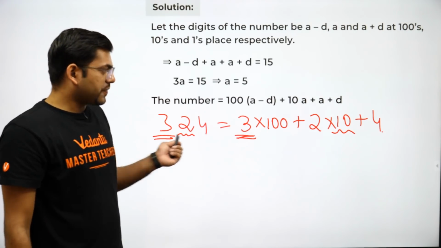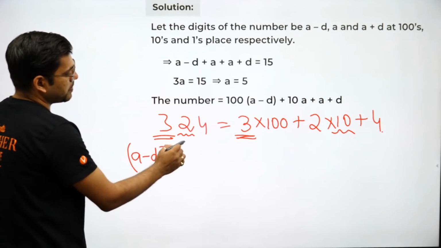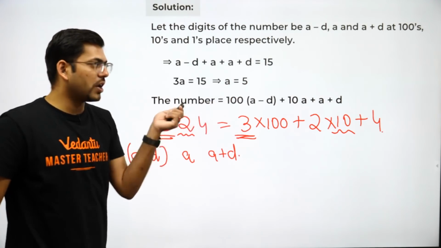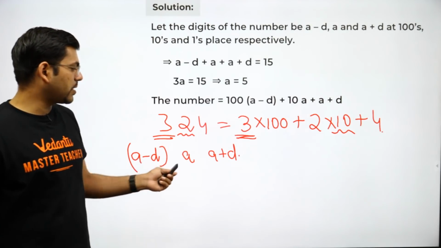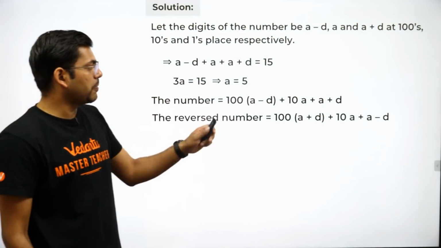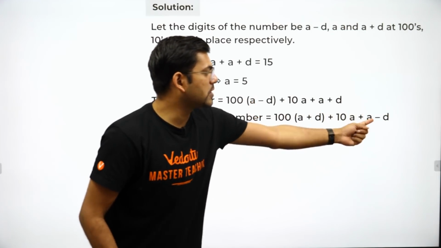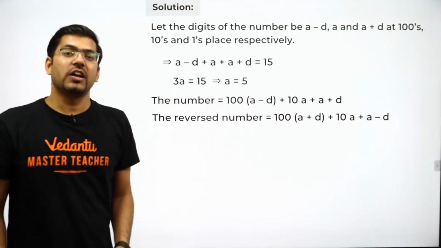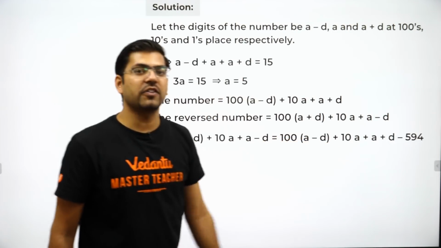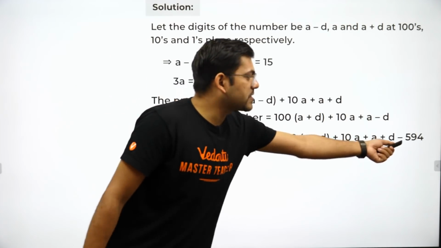So I have assumed here that A minus D is at the hundreds place, A is at the tens place, and A plus D is at the ones place. So this was the original number which I have written: 100 times (A minus D), plus 10A, plus (A plus D). Now, if I do the reversing, the reverse number would be 100 times (A plus D), plus 10A, plus (A minus D), since A plus D goes to the hundreds place and A minus D goes to the ones place. Now, the relation between the original number and the reverse number is that the reverse number is the original number minus 594, because it was that much less. So, from the original number, I have subtracted 594.